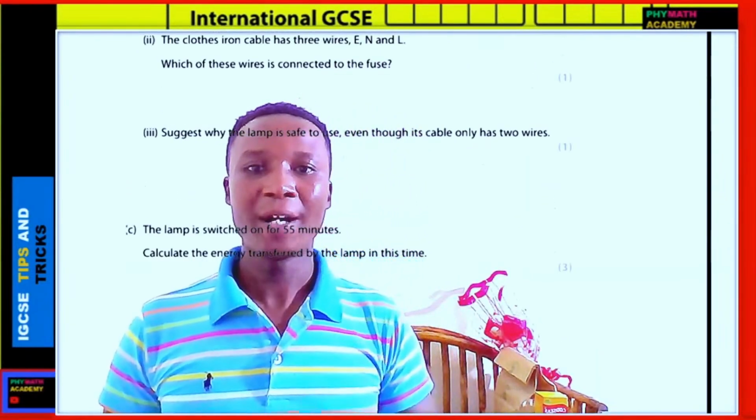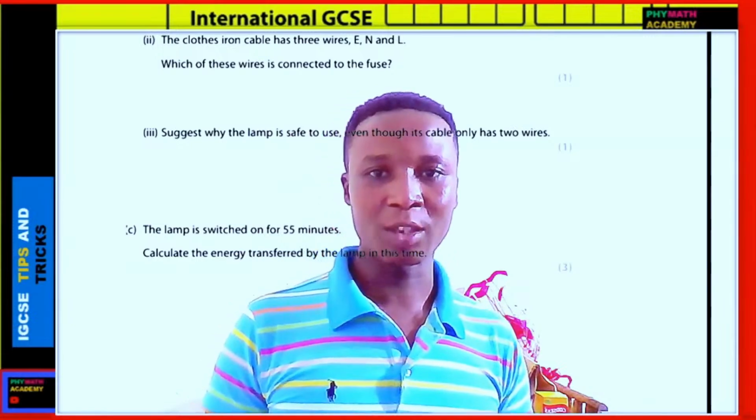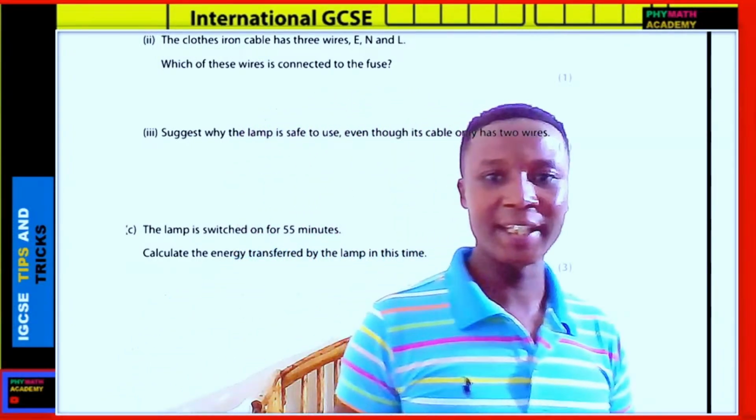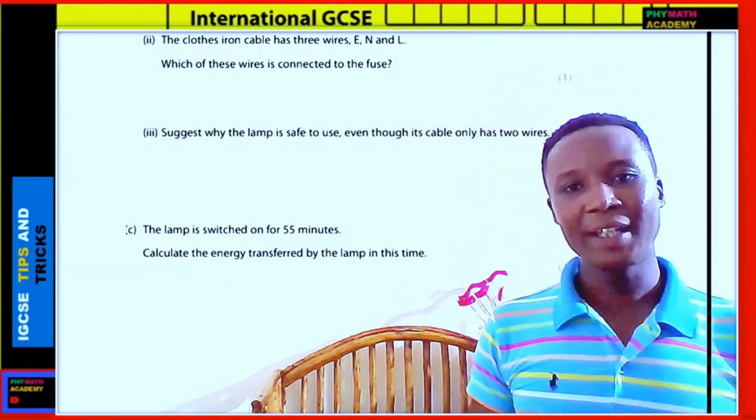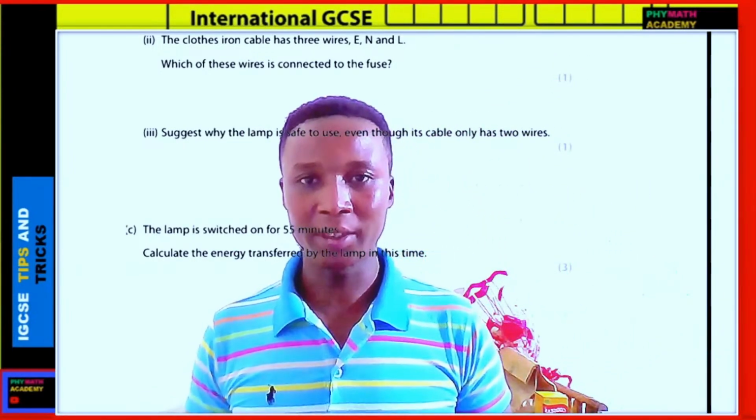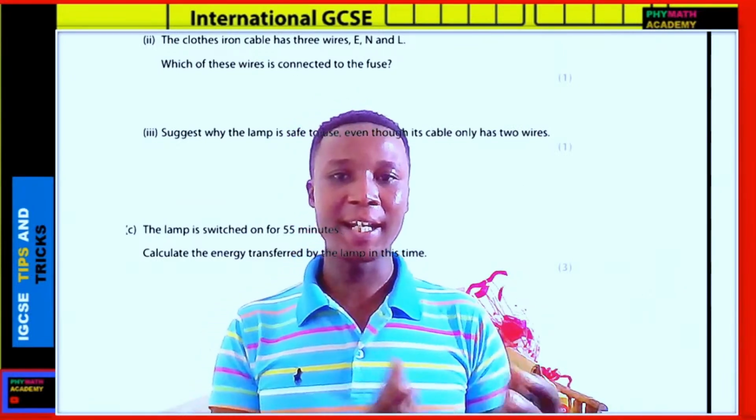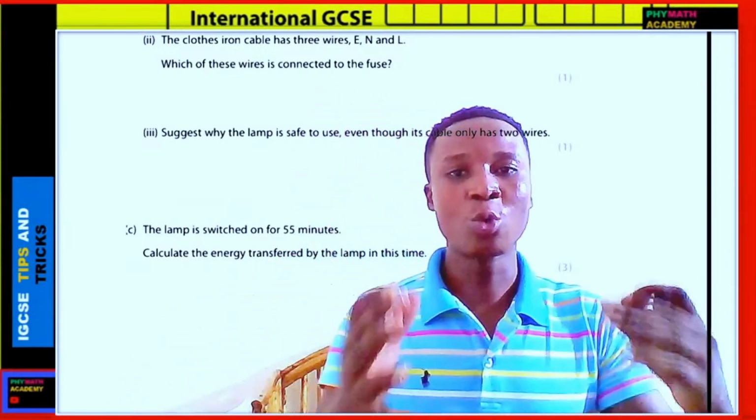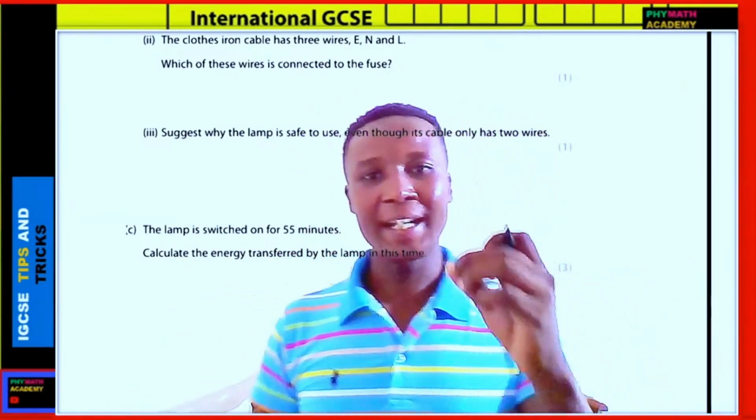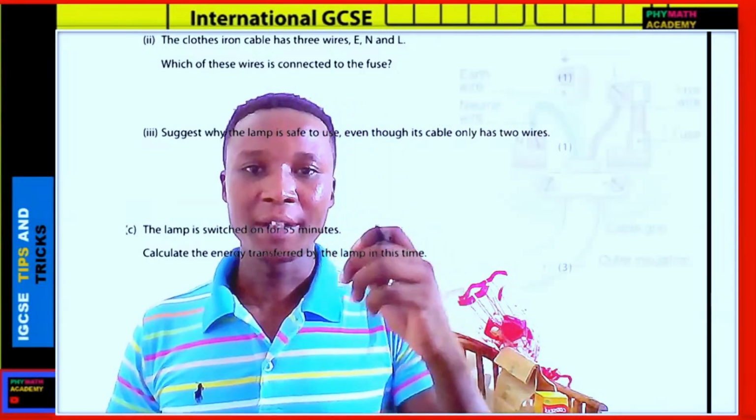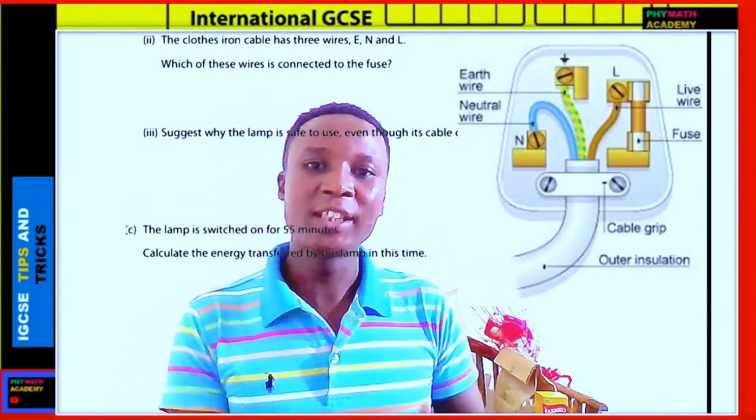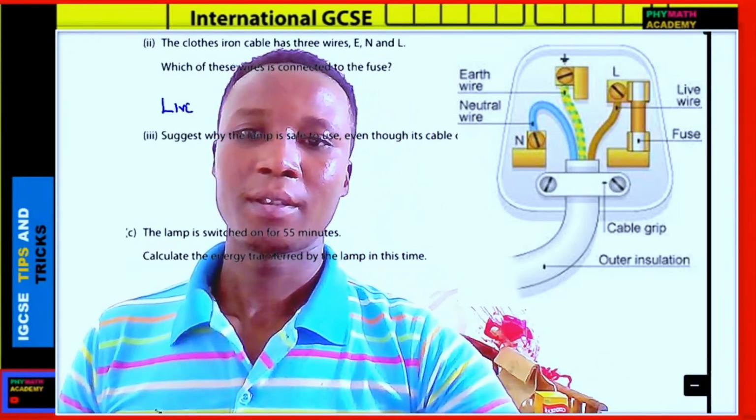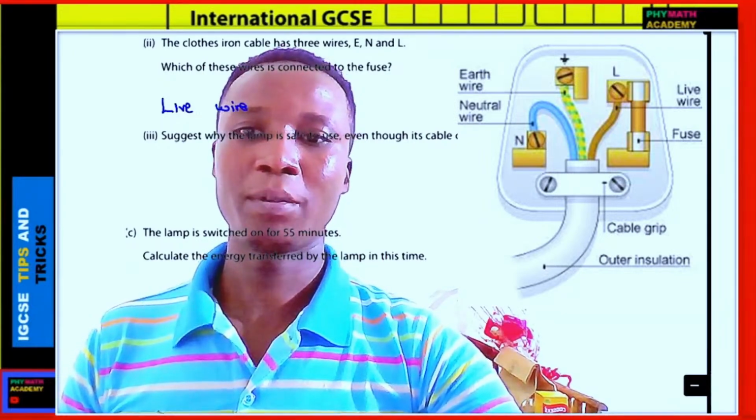The cloth iron cable has 3 wires, and I say that's the earth wire, neutral wire, and the live wire. Which of these wires is connected to the fuse? Remember, the earth wire is there for safety purposes, so that you are protected against electric shock. The neutral wire has 0 potential difference, and its purpose is to complete the circuit. And finally, the live wire carries the potential difference. So the fuse is going to be connected to the live wire. This should be the live wire at this point.